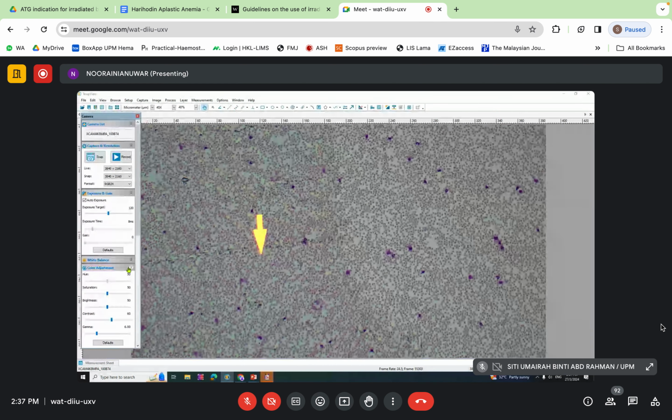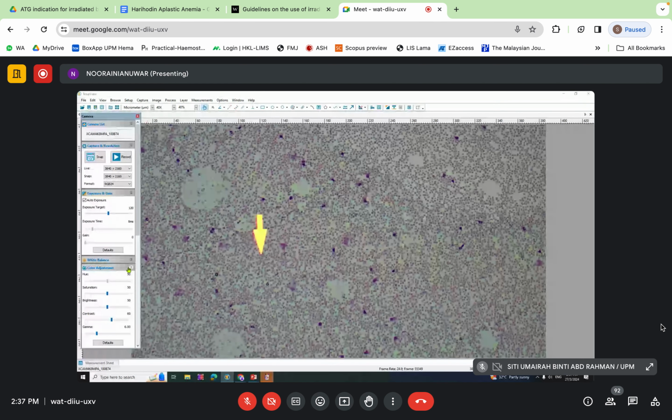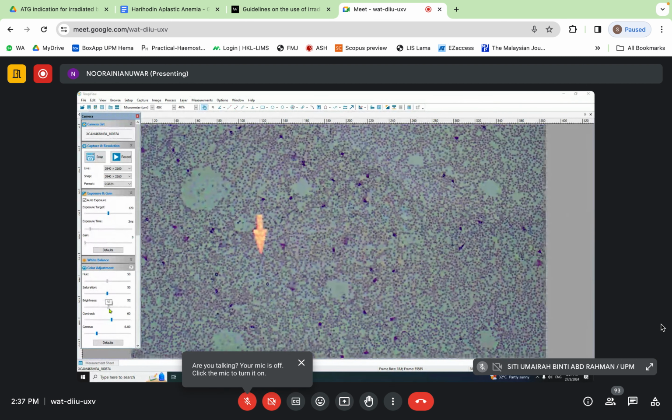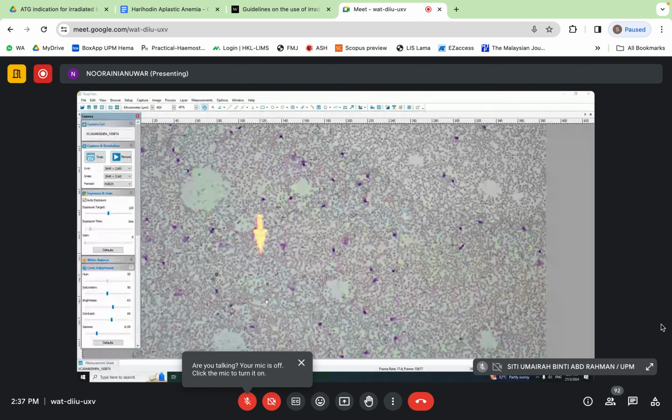Can see the smear. Yeah, okay, but lighting not so bright. Better now. Okay, I continue.